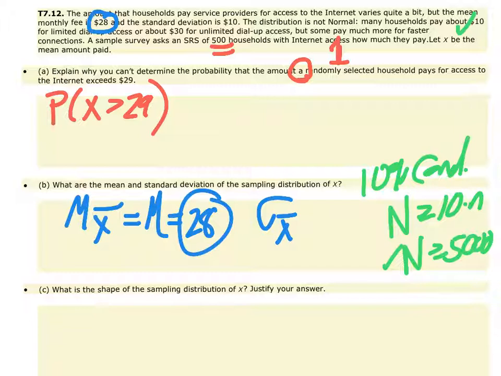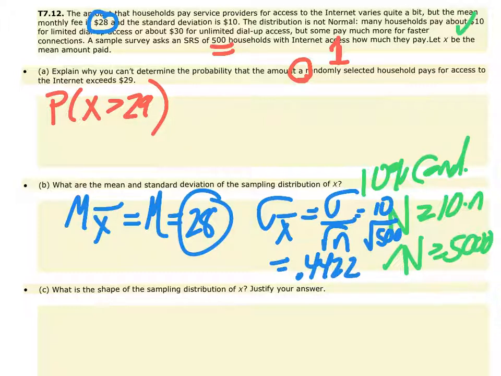Based on that, we are now allowed to come on in and compute the new standard deviation. Remember, that's just sigma over the square root of n. Based on that, that's going to be 10, which is the standard deviation of the population, over the square root of 500. And then our new standard deviation here is going to be 0.4472. Now we've done center and we've done spread.